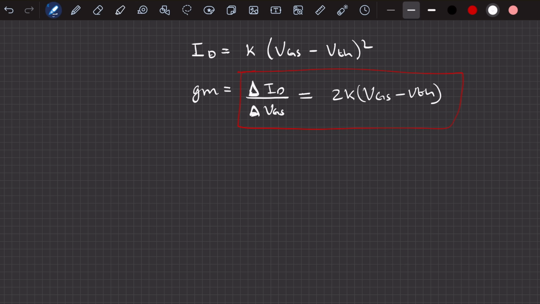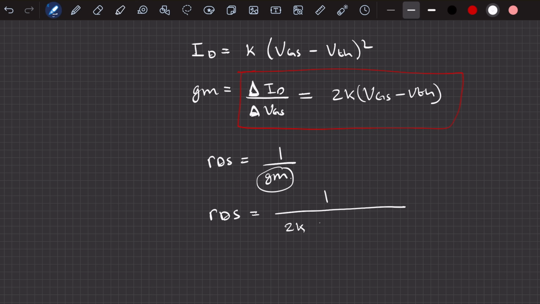In the question, we are also told that RDS is equal to 1 over GM. And you can see this relationship from the channel model, that the channel resistance in the linear or low VDS region is the inverse of the transconductance. So what we're going to do is substitute out the GM for this equation. So we get RDS is equal to 1 over 2K (VGS minus VTH).